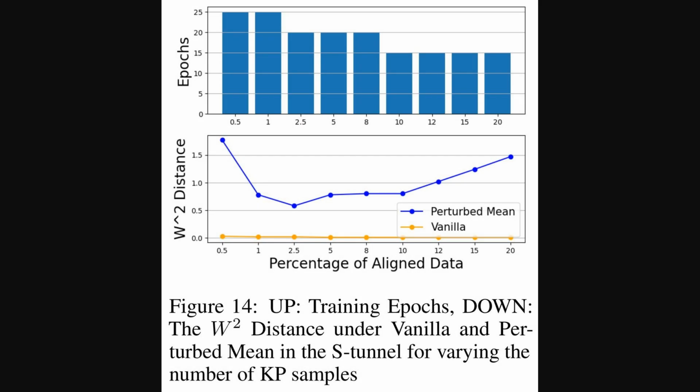Building on those image transformations, this next figure explores how the amount of pre-aligned data, specifically those key point samples, influences both training efficiency and accuracy. The top chart shows training epochs. That's the number of full passes through the training dataset. We see epochs generally decrease, meaning potentially faster training, as the percentage of aligned key points increases before leveling off. The bottom chart revisits the W-squared distance for the S-tunnel. Noticeably, for the perturbed mean scenario, the W-squared distance, our measure of accuracy, dramatically improves with just a few key point samples, being lowest around 2.5%.